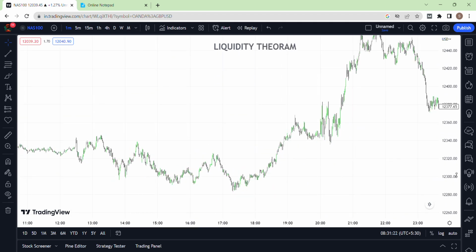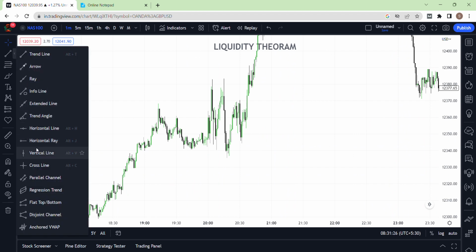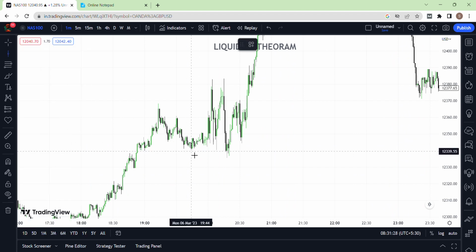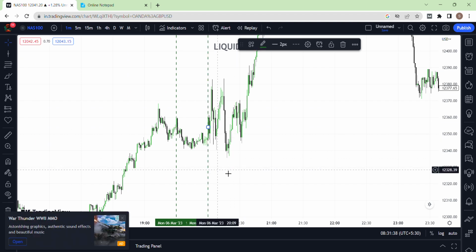To use the strategy, first you should mark the pre-market highs and lows before the opening bell. When's the pre-market? In my time zone, which is plus 5:30, the pre-market is from 19:30 to 20:00.